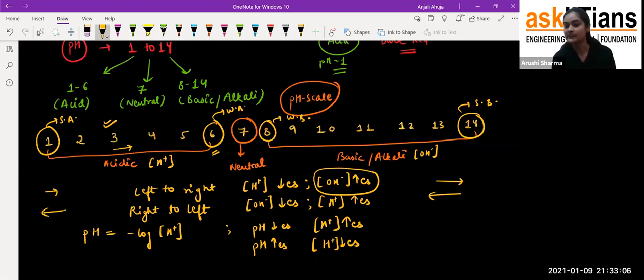Now for the base part, in this direction OH negative ion is increasing, and I have already told you that if the OH negative ion is more, then the base will be stronger. If the OH negative ion is less, the base will be weaker. Got my point, student? So this is the basic concept of the pH scale, and that is how we consider whether an acid or a base is stronger or weaker in nature.